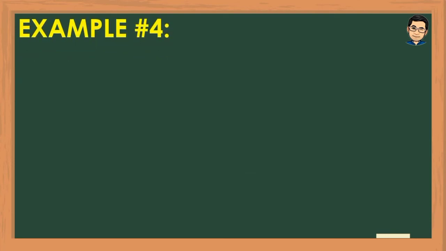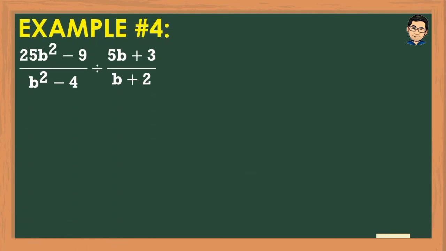Next, example number 4. 25b squared minus 9 all over b squared minus 4 divided by 5b plus 3 all over b plus 2. So, dito po, ang ifa-factor po natin is yung dividend lang, kasi yung ating divisor, hindi po pwedeng i-factor na, kasi simplified na po. Ang gagawin lang po natin is kunin yung reciprocal.